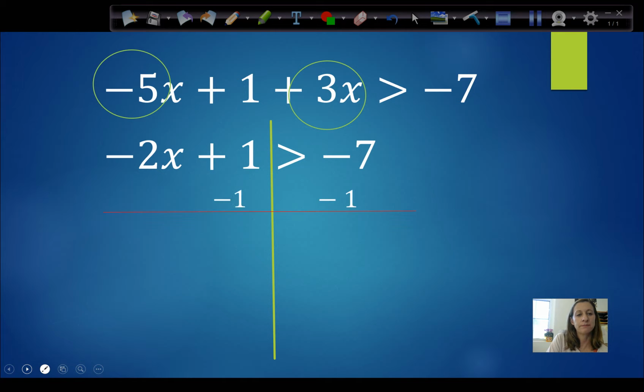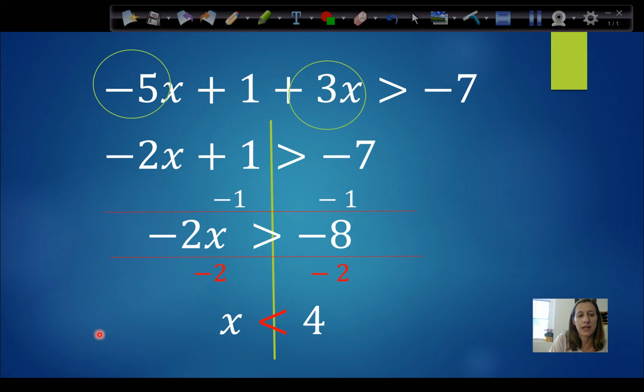I'm going to subtract 1. That gives me negative 8. And then I'm going to divide both sides by negative 2. Again, I put that in red because when I'm dividing by a negative, I need to flip my inequality symbol. So negative 8 divided by negative 2 gives me 4, and my greater than symbol now becomes a less than symbol.